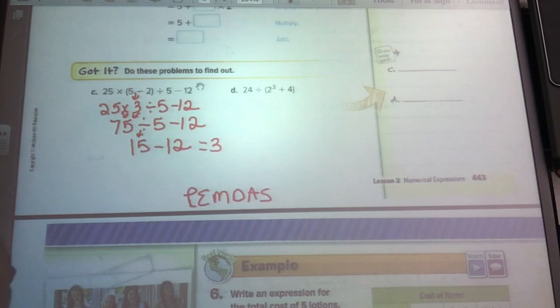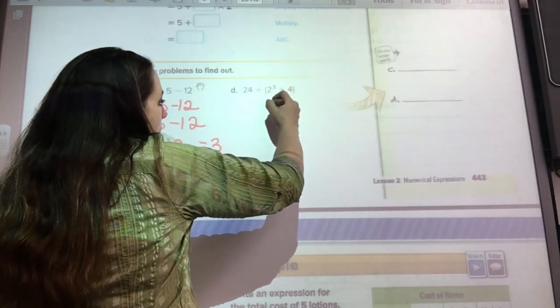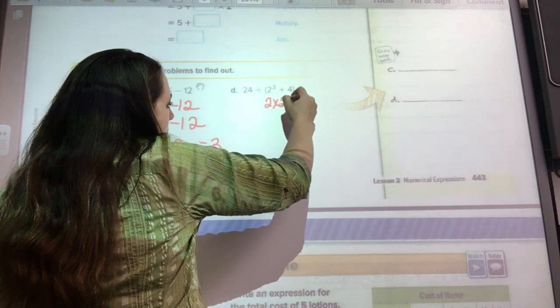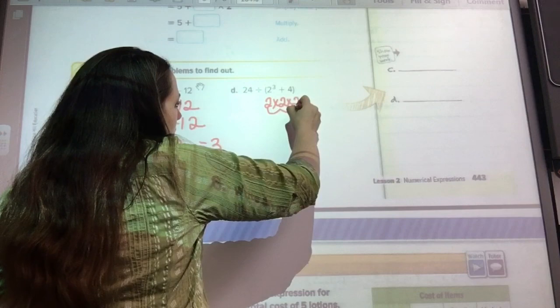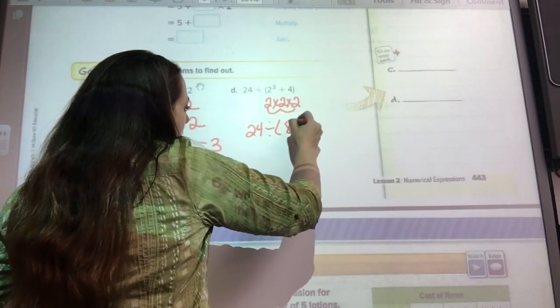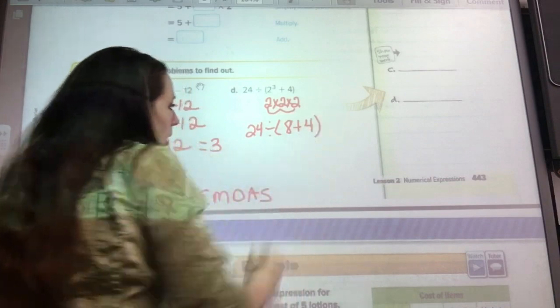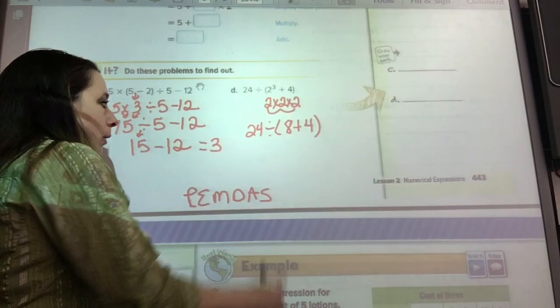Okay, 24 divided by (2 to the third power plus 4). We have a parenthesis. We have to do that exponent inside the parentheses. So 2 times 2 times 2. 2 times 2 is 4. 4 times 2 is 8. So now we have 24 divided by (8 plus 4). They didn't get rid of the parenthesis. It just got rid of the exponent part of it.